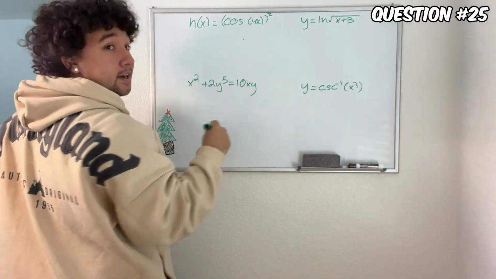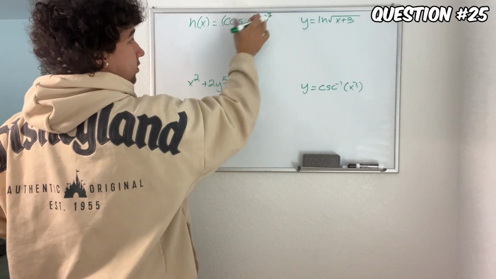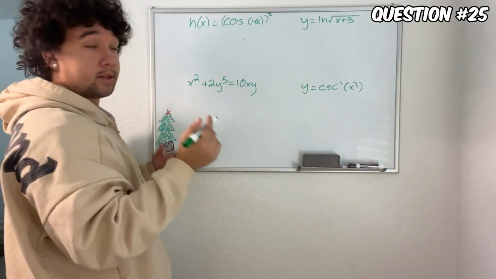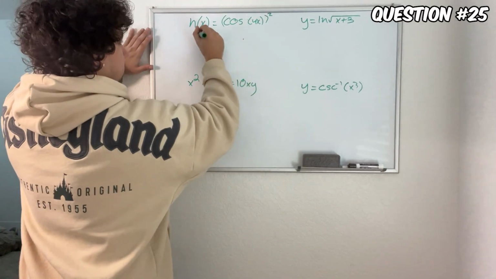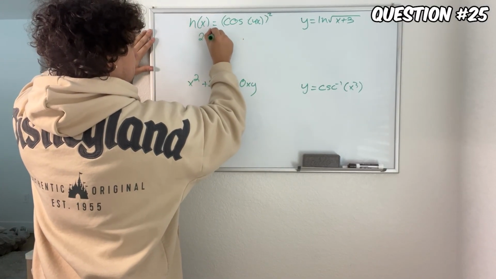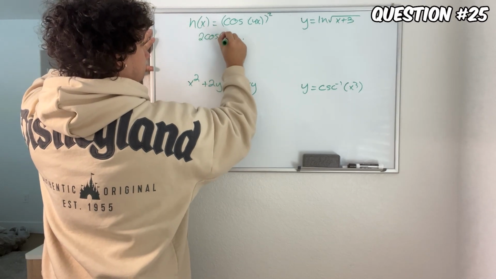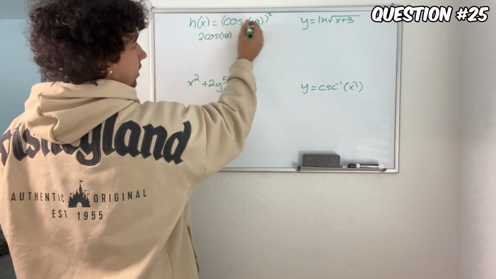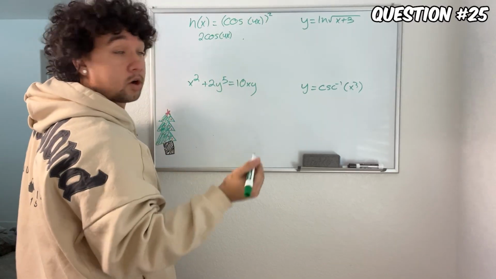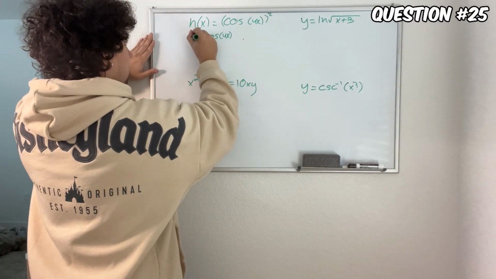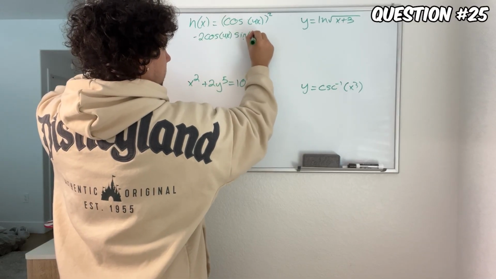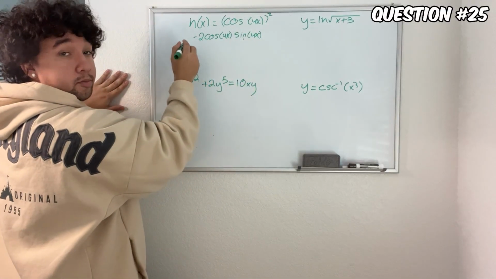So notice that this is actually double chain rule because I have the outside, which is the parentheses squared. Then I have the inside, which is also the parentheses. So first things first, I'm going to do 2 cosine of 4x. That's the first one. Then I have to take the derivative of the inside, which is cosine 4x. Well, the derivative of cosine is negative sine. So negative 2 sine 4x. I just took the negative and put it out front.